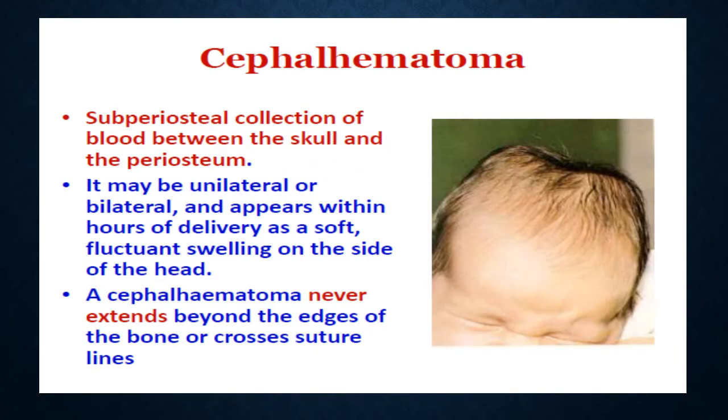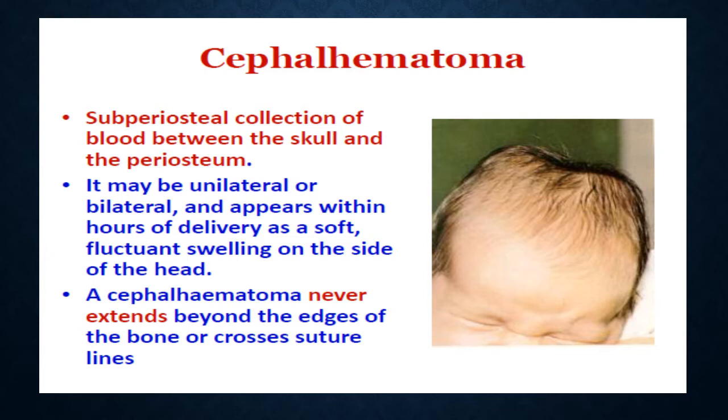What about the term cephalhematoma? Cephalhematoma, it's not fluid, it's not serosanguinous, it's blood. It's subperiosteal, not above the periosteum. It's a subperiosteal collection of blood between the skull and the periosteum. It may be unilateral or bilateral and appears within hours of delivery, unlike the caput succedaneum. It looks like a soft and fluctuant swelling on the side of the head. So it increases with time after delivery, and it is fluctuant in contrast to the caput succedaneum.